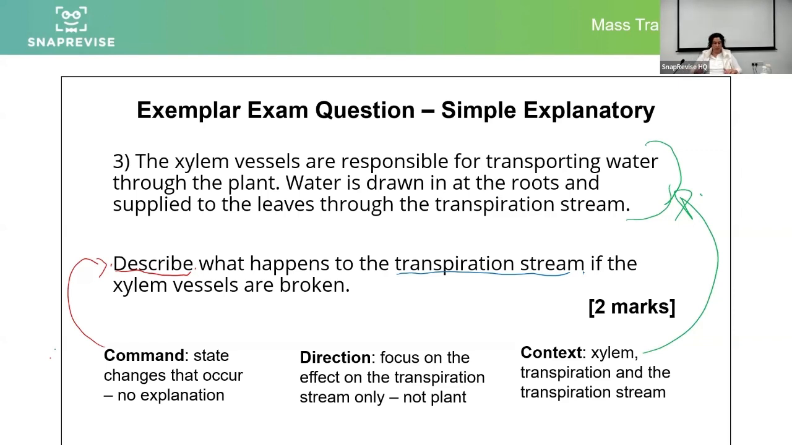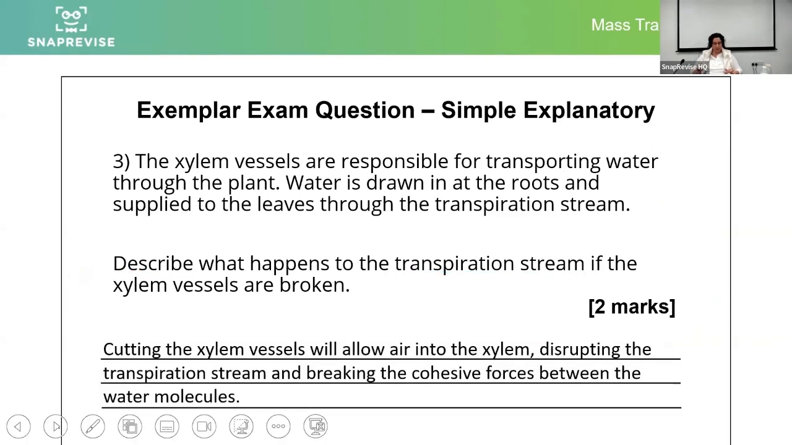Let's look at the answer together. Cutting the xylem vessels will allow air into the xylem, effectively disrupting the transpiration stream and breaking the cohesion forces between the water molecules. So as we said, the cohesion and adhesion forces have to be in a continuum in order to allow the uninterrupted movement of water up the xylem, which is effectively moving against gravity, right?